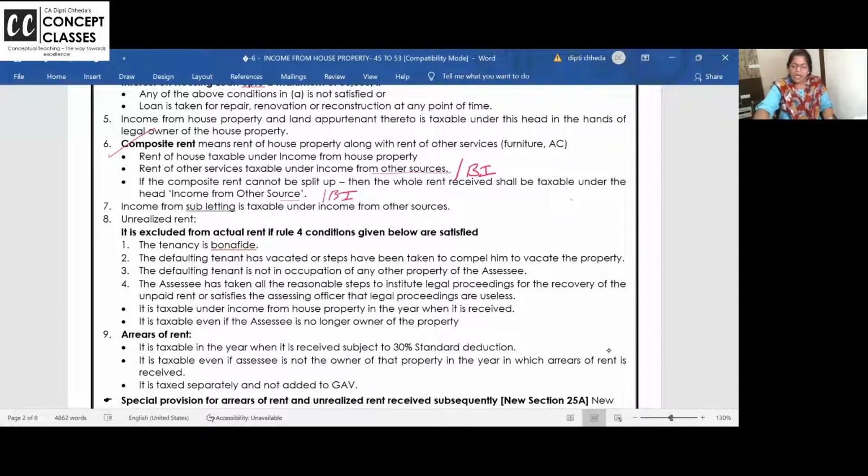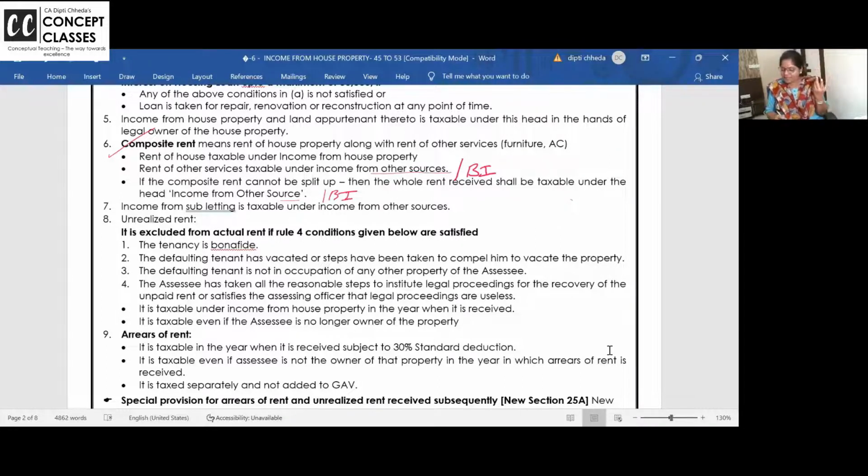I want an answer from all of you. Is the 6th point clear to you? What is composite rent? Is my example clear? Good, good, good. Jaswant, Ashwini, Anjana, Pravalika, thank you so much. So no doubt until now? Anywhere you are stuck or clear?